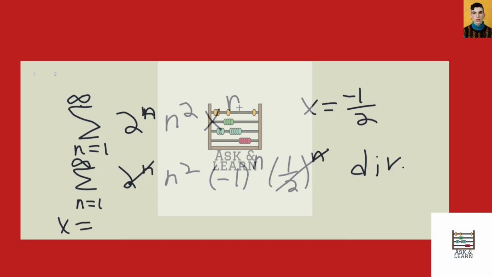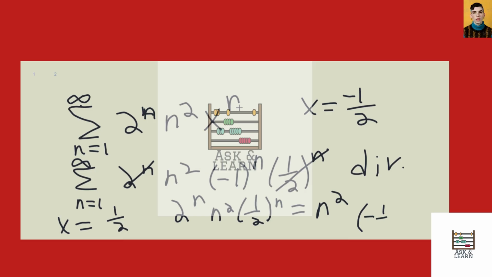And similarly, when x is 1/2, the terms that we get are going to be 2^n n squared times (1/2)^n. So the terms that we're summing up are just n squared, which clearly do not go to 0, so we can't possibly have convergence. So that's also going to diverge. So both of the endpoints we have to toss out. So for the interval of convergence, we throw out both -1/2 and 1/2 and just leave it as this open interval here.